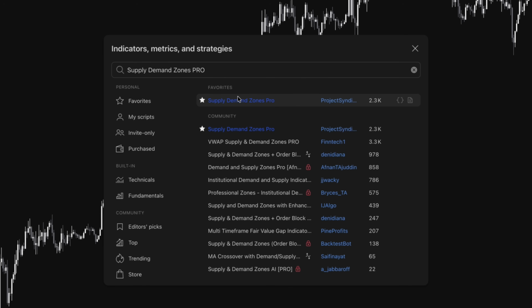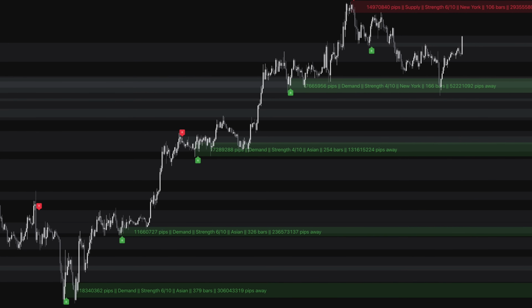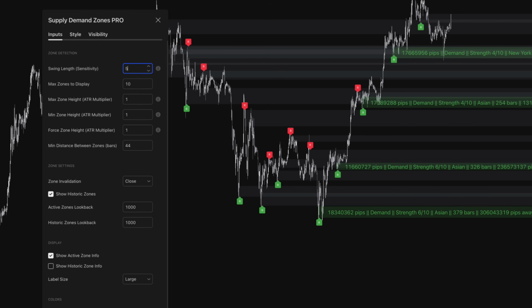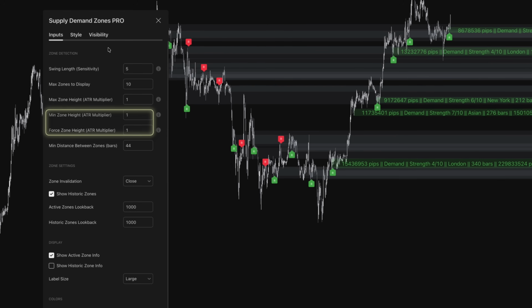Supply-demand zones. Created by Project Syndicate, this script identifies supply and demand zones using pivot highs and lows, then tracks them until price invalidates them. The detection uses swing length for sensitivity. Higher values create fewer but more significant zones, while lower values catch more potential areas. Each zone is clamped between minimum and maximum heights, based on ATR multiples.